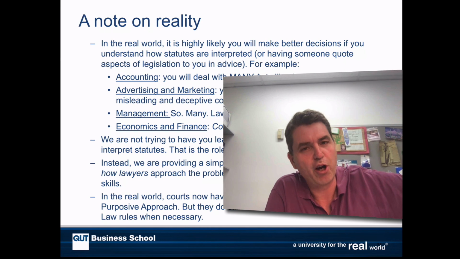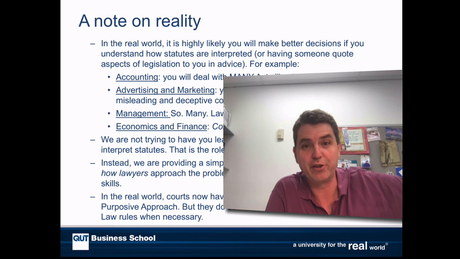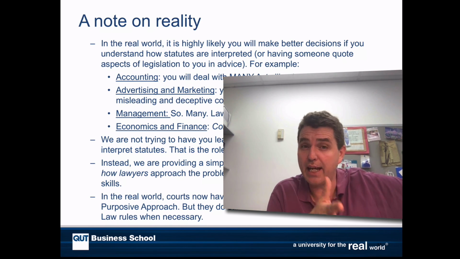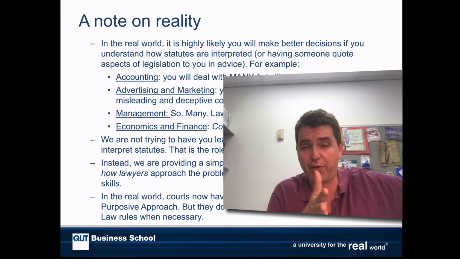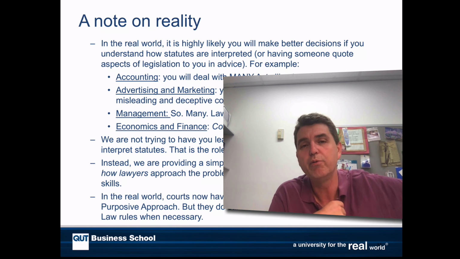So we understand that it's highly unlikely you're ever going to have to read and interpret legislation as a judge or even as a lawyer. However, by understanding how lawyers approach this and how lawyers think about legal text, it helps you better understand and interpret the advice that you get. It's also a great way of improving your analysis and logical thinking skills. So I'll leave you to have a look at this particular slide and some of the advantages that come with understanding a little bit about statutory interpretation.